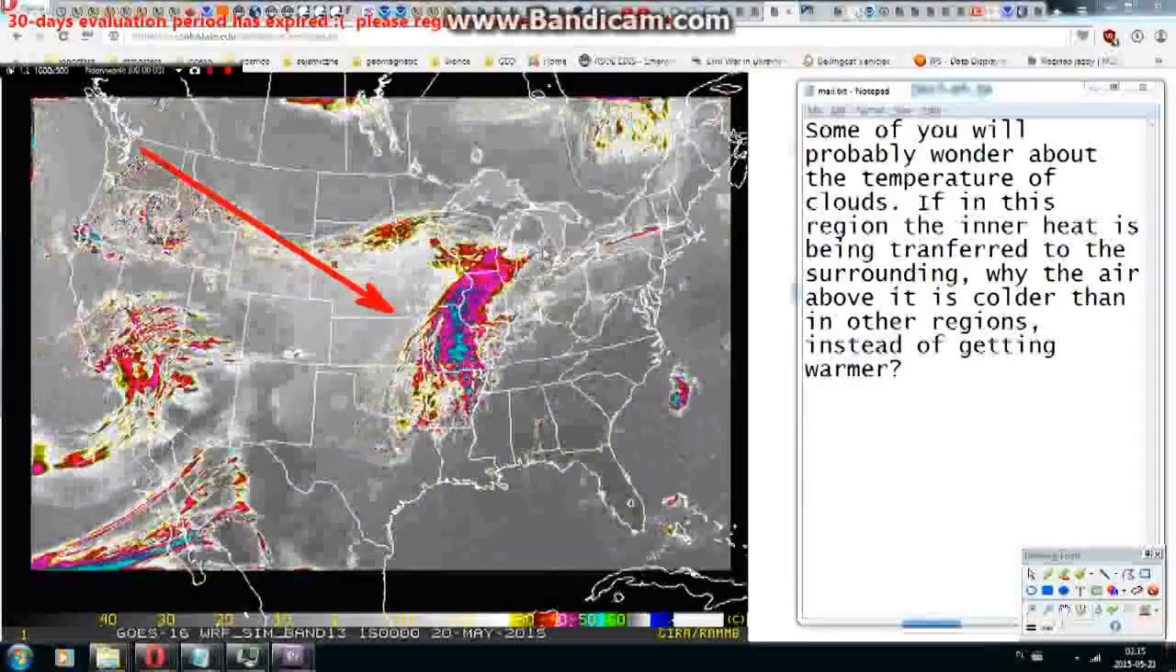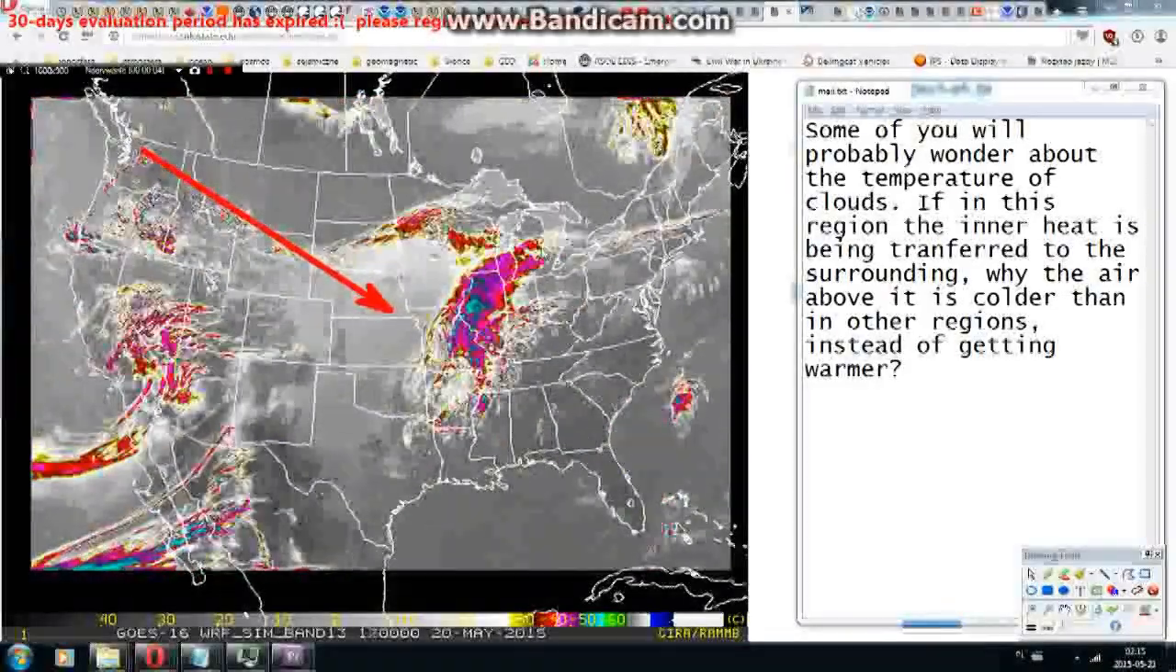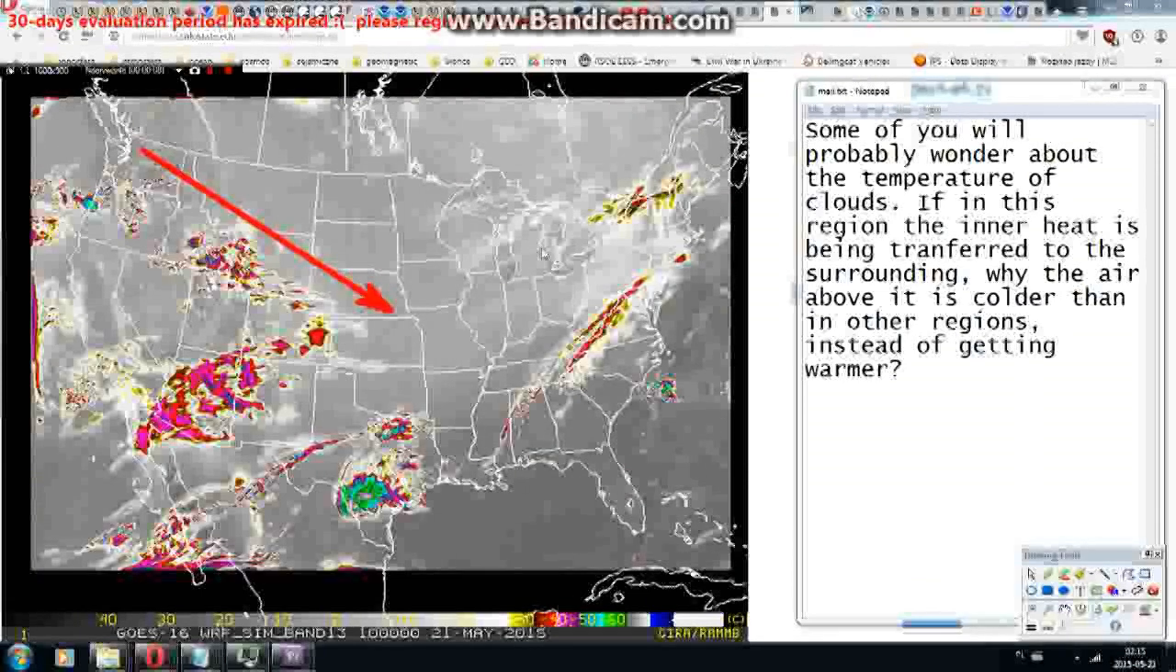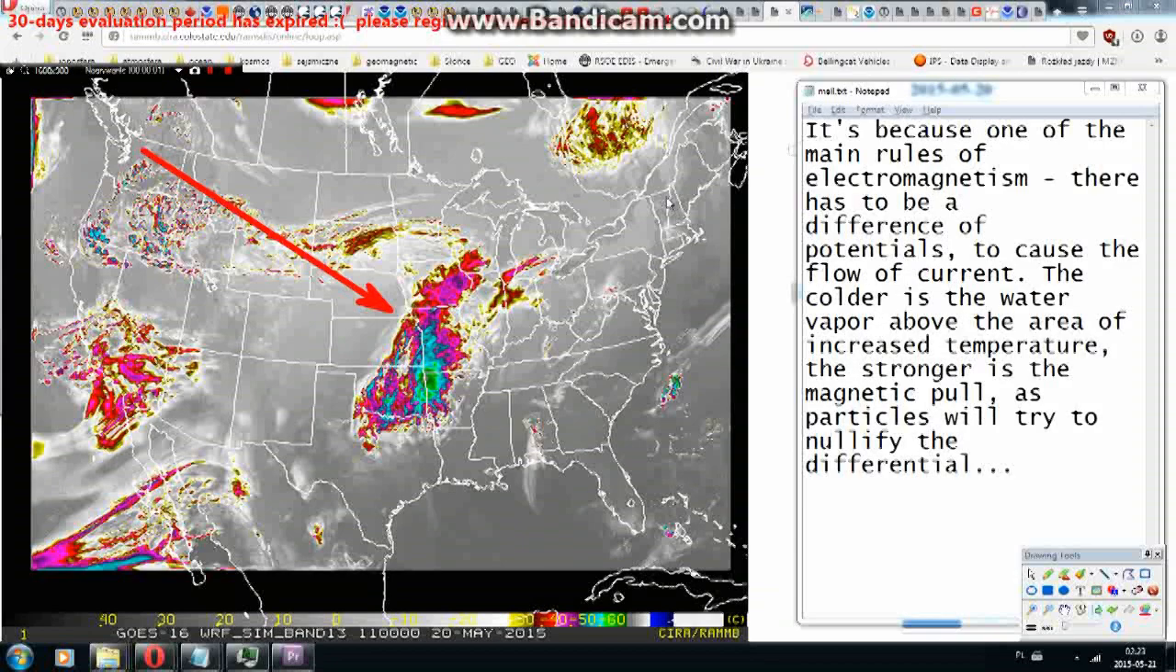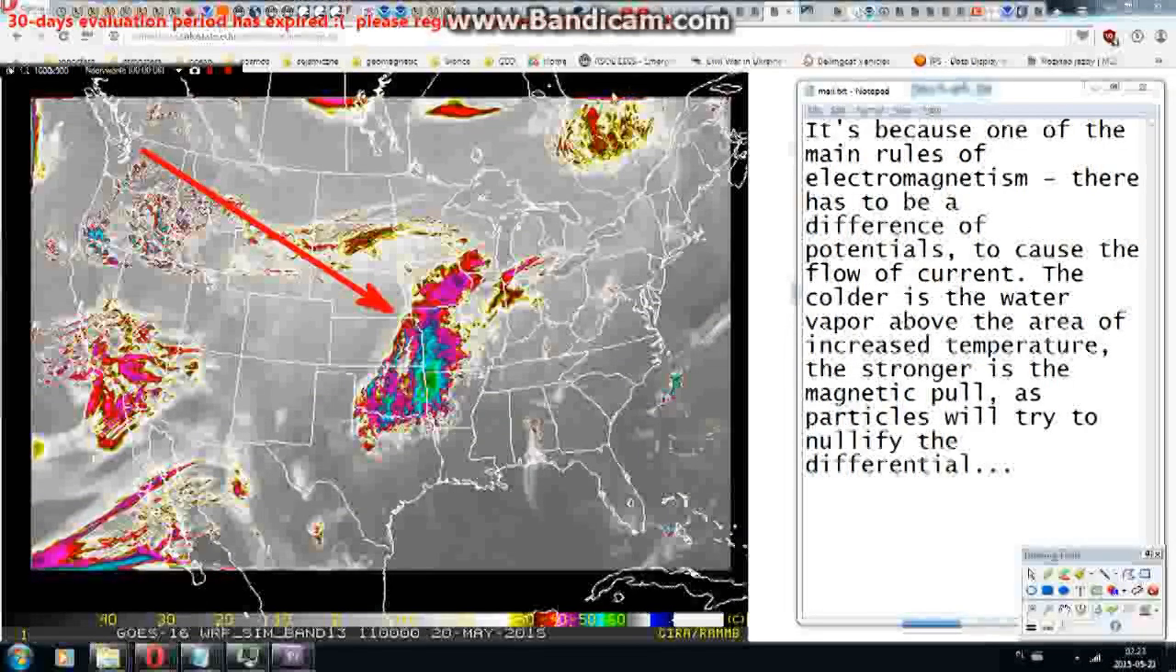Some of you will probably wonder about the temperature of clouds. If in this region the inner heat is being transferred to the surrounding, why is the air above it colder than in other regions instead of getting warmer? It's because of one of the main rules of electromagnetism. There has to be a difference of potential to cause the flow of current. The colder the water vapor above the area of increased temperature, the stronger the magnetic pull, as particles will try to nullify the differential.